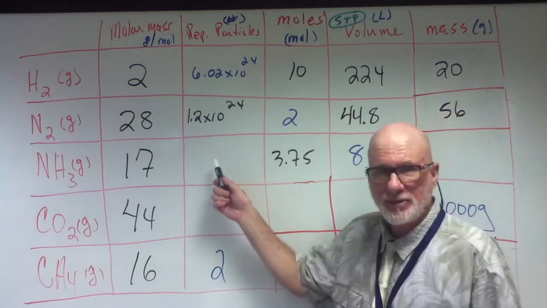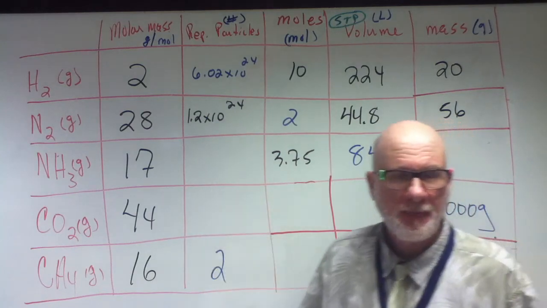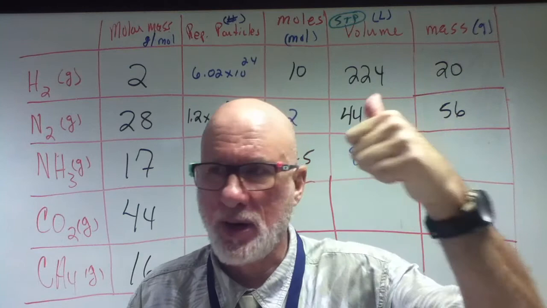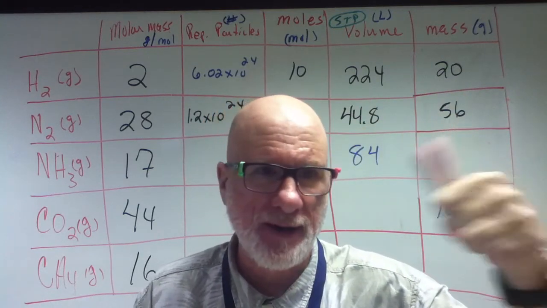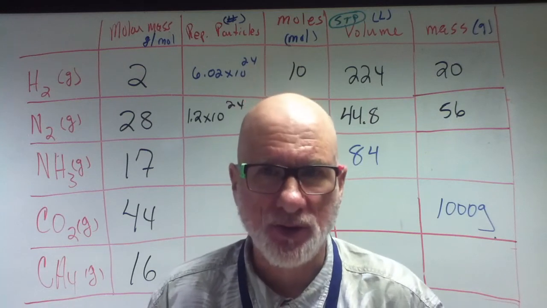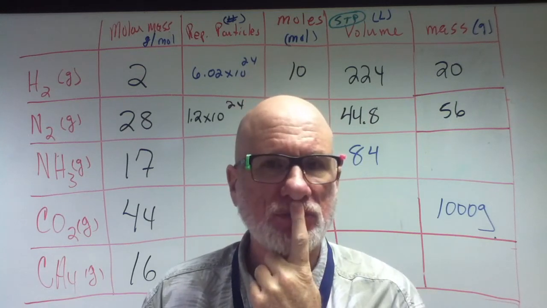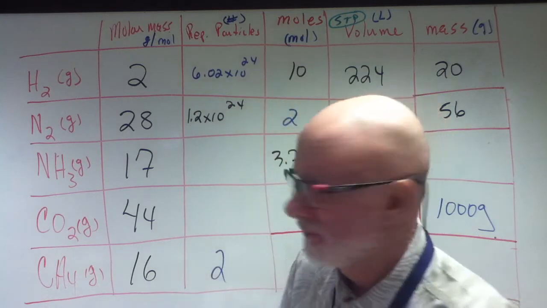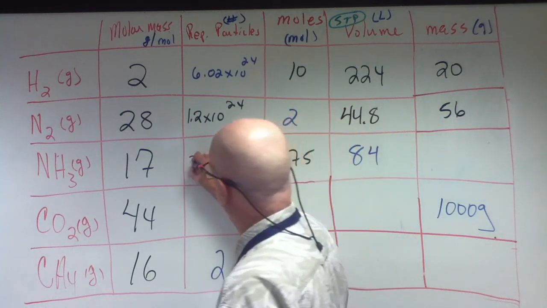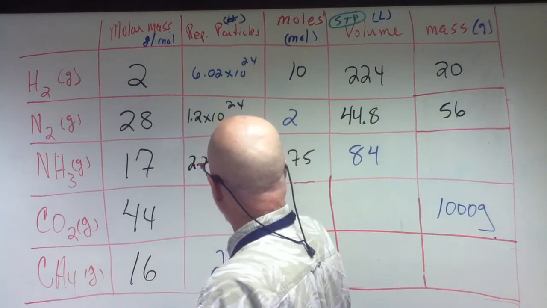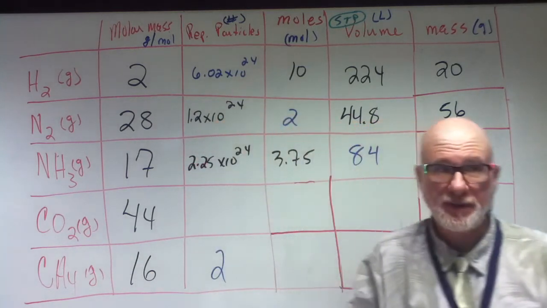So how many representative particles would that be? Let's see. How would I get that? One mole of representative particles is 6.02 times 10 to the 23rd, right? What would 3.75 moles be? 2.25 times 10 to the 24. Is that right?